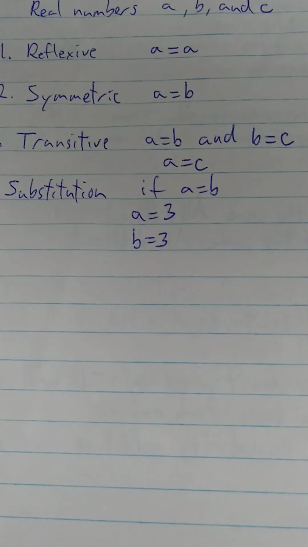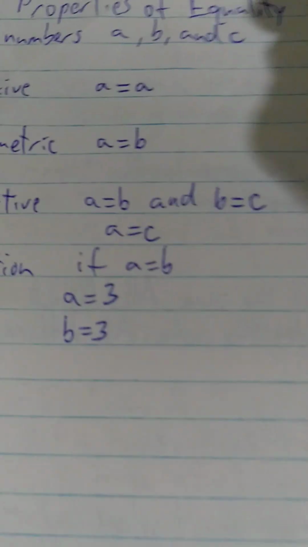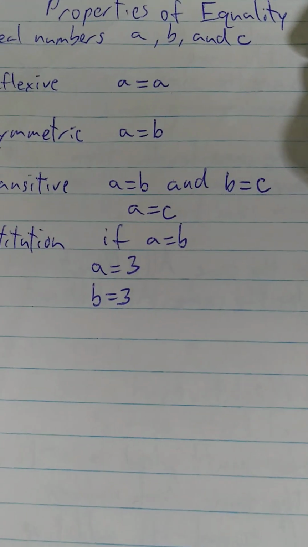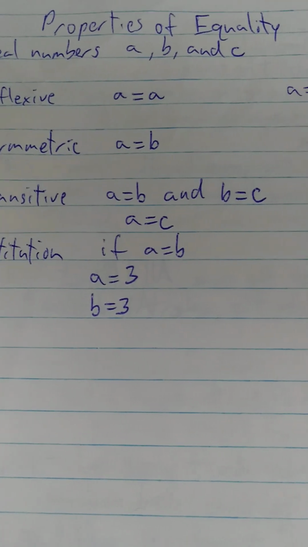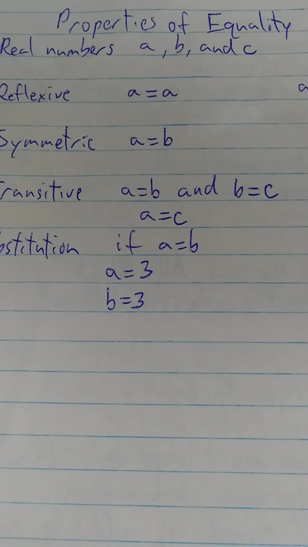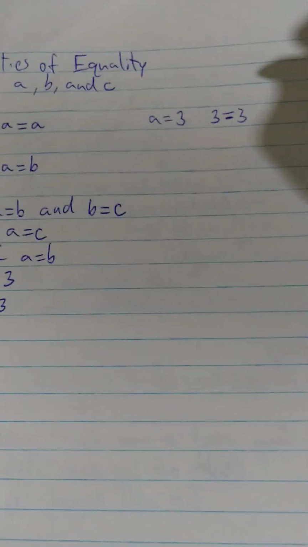Okay, we'll go over some examples of the reflexive property here. That's very easy. It's just, say, 3. So if A equals A, then 3 equals 3, which I think pretty much everybody would know.